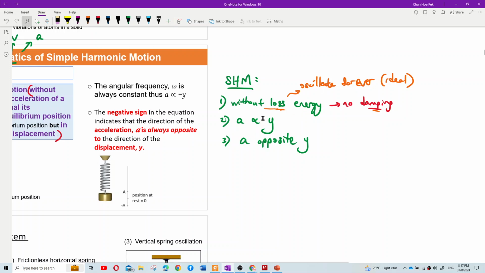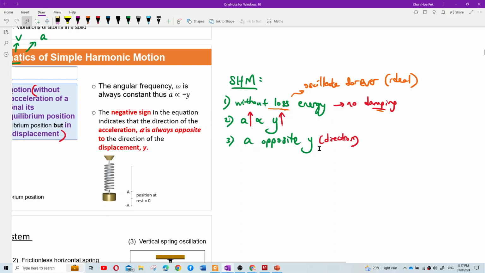And then the acceleration is proportional to displacement. That means if displacement increases, acceleration will increase. I will explain this later. And then acceleration must be in the opposite direction to displacement. This is about direction. The acceleration is opposite to the displacement. Write this down.